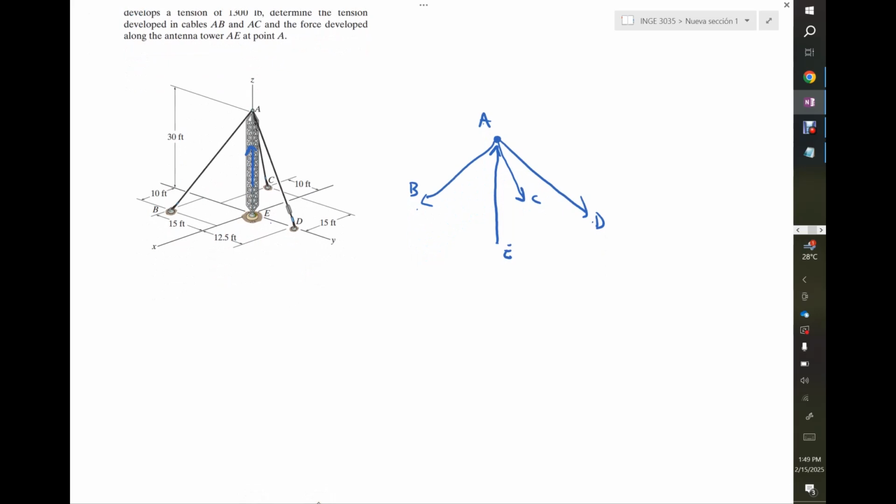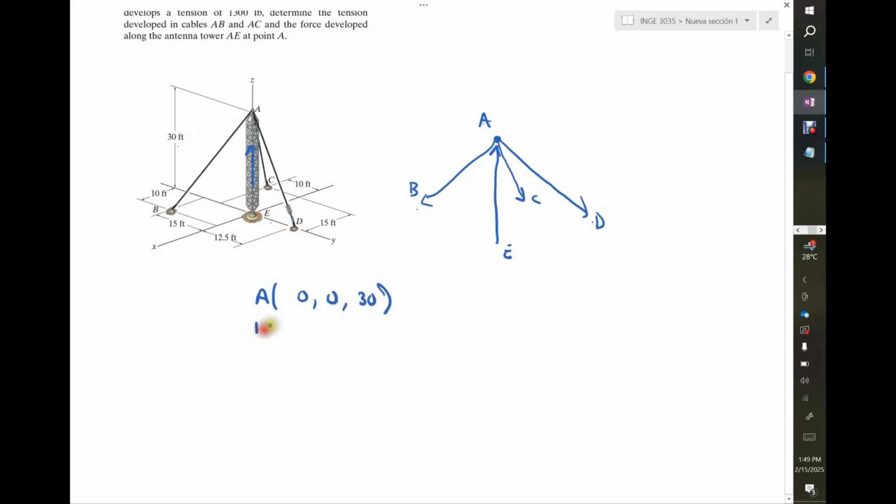But first of all, let's get the coordinates of A, B, C, D, and E, just to work on that. So the position for A will be like, where is A? That position A is 0 on the X, because it's exactly right here, but it's also 0 on the Y, but it's 30 feet up. So that means that it's 0, 0, 30.